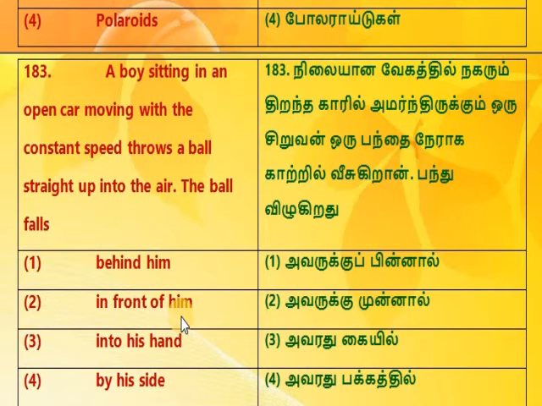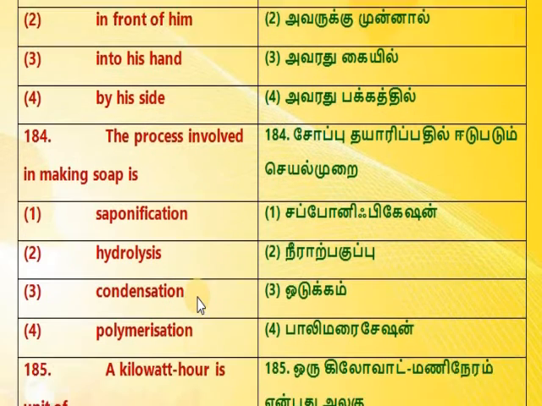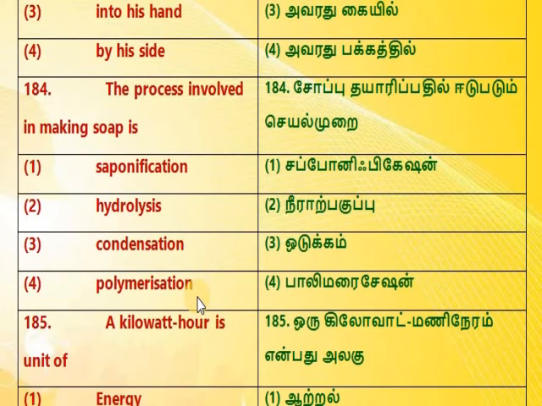183. A boy sitting in an open car moving with the constant speed throws a ball straight up into the air. The ball falls 1. Behind him. 2. In front of him. 3. Into his hand. 4. By his side.